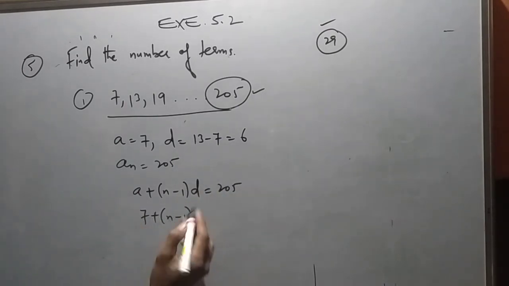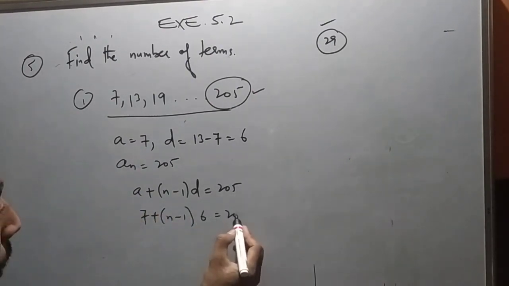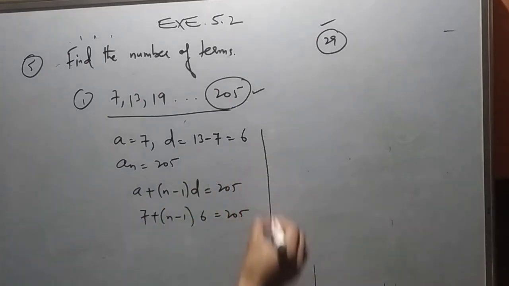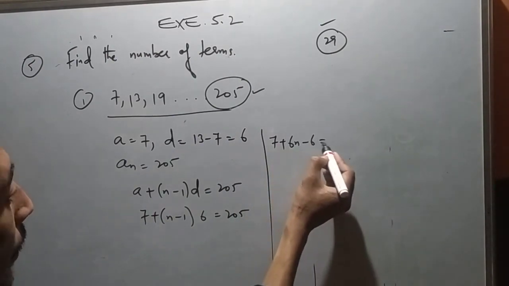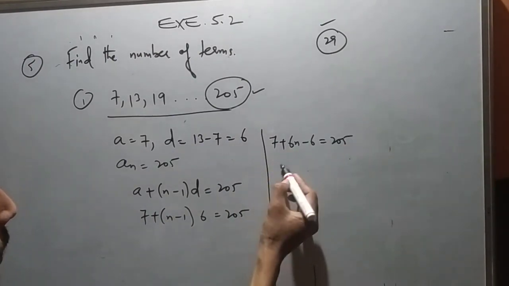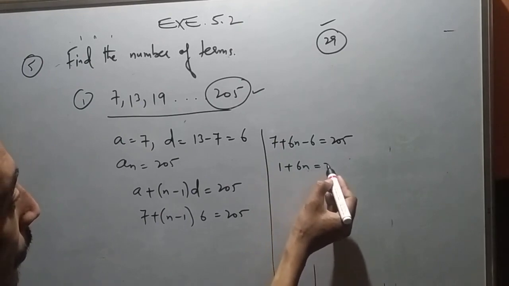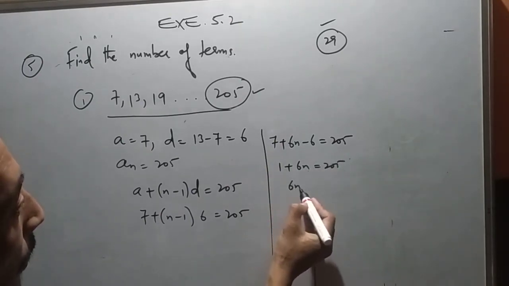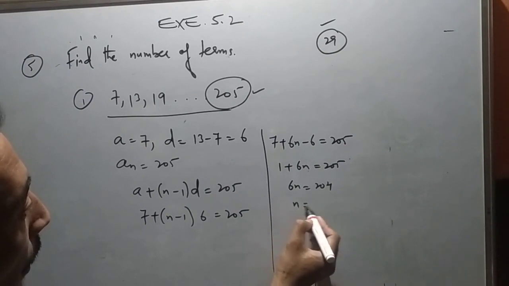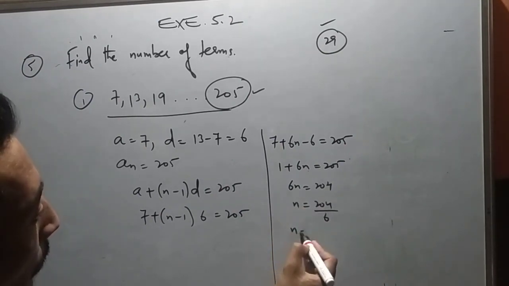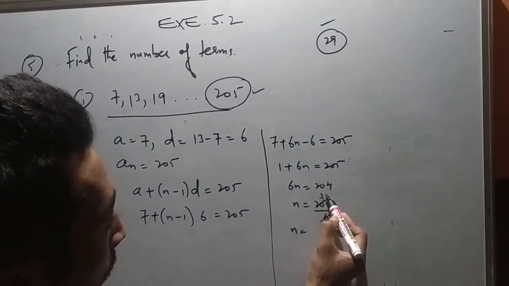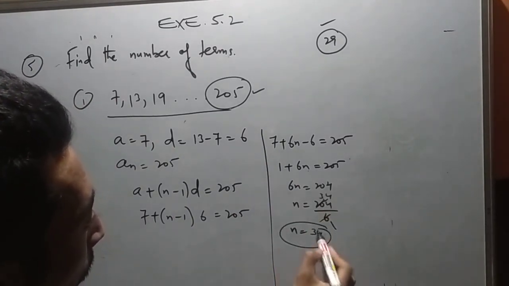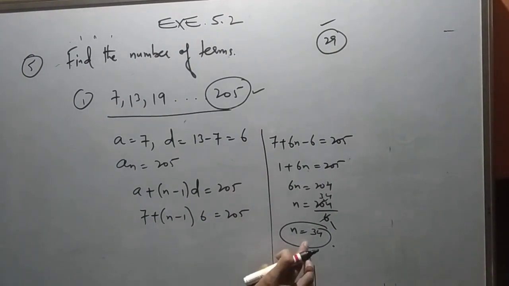And d is 6, and an is 205. So 7 plus 6n minus 6 equals 205. 7 minus 6 is 1, so 1 plus 6n equals 205. So 6n equals 204. So n equals 204 divided by 6. 6 threes are 18, 2 left, 6 fours are 24, so that is 34. So n becomes 34.